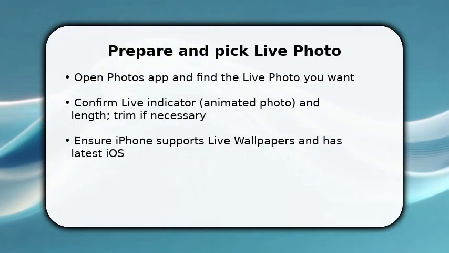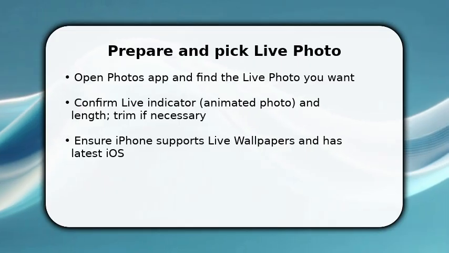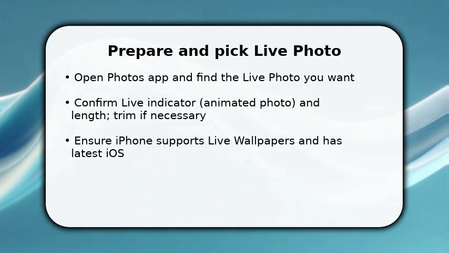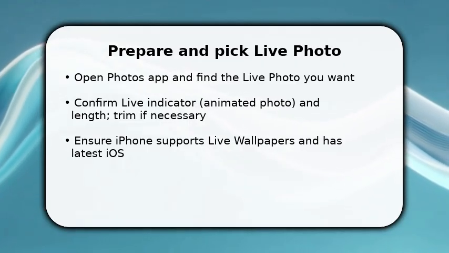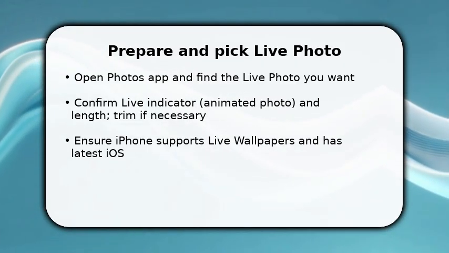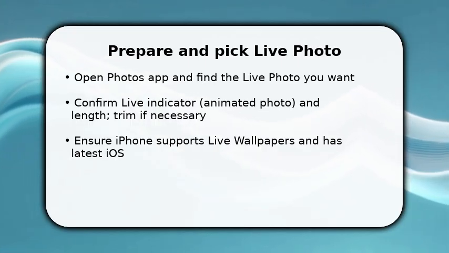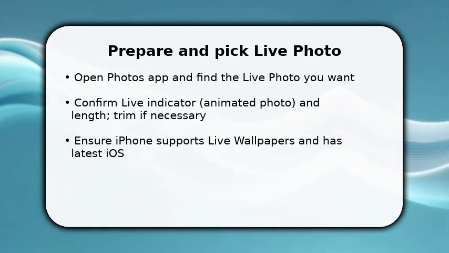You'll start by choosing a live photo that will actually animate on your lock screen. Open Photos, locate the clip, and confirm the live badge so you know it's a live photo and not a still. Once done, tap Edit to trim unwanted frames or adjust key photo so motion looks right.